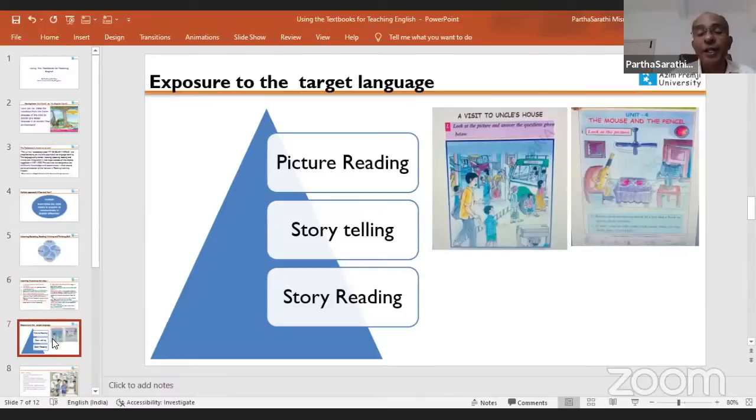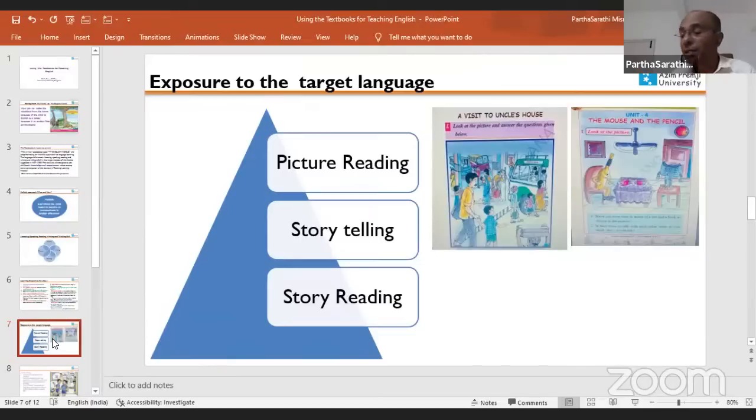And as Giri was mentioning in this presentation, that exposure to the target language. One of the reasons why our children don't find the English textbooks difficult is that they don't have any exposure to English except the textbook. Think of the mother tongue. When we learned our mother tongue in the schools, we had the textbook. And in addition to textbook, we have the whole world around us in which our mother tongue was used. And that's why it was quite easy.